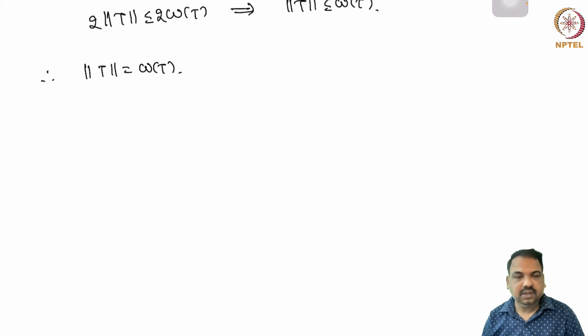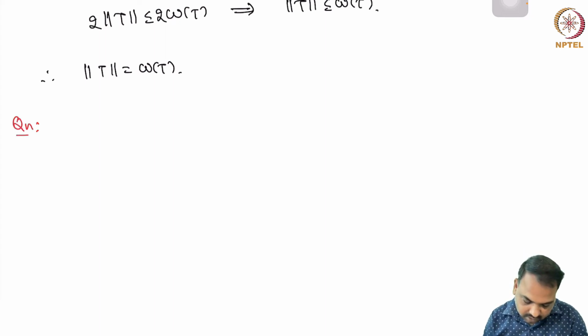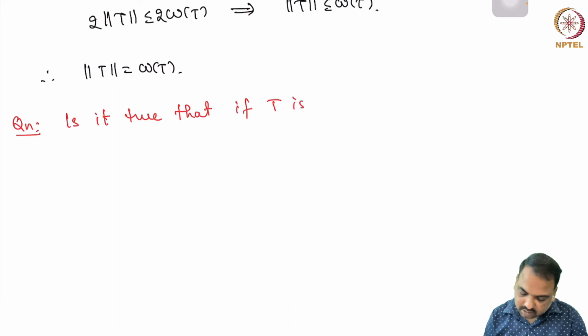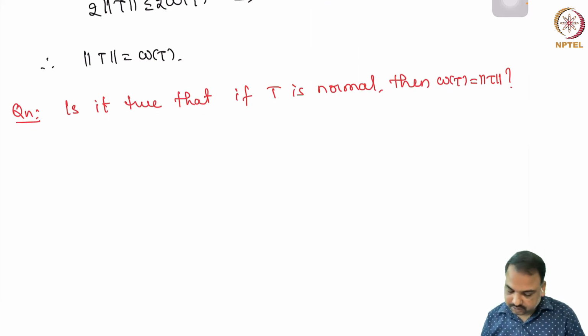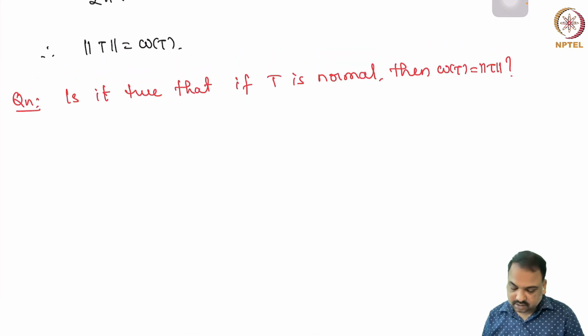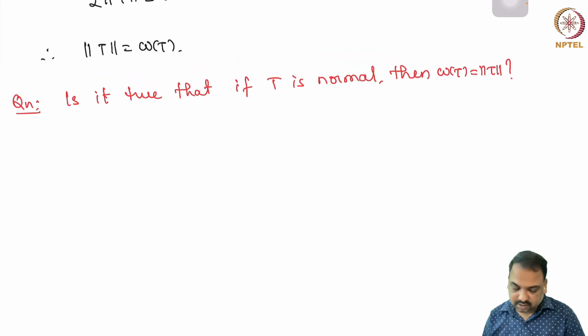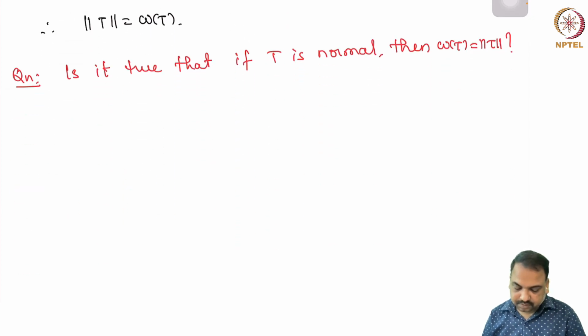For example, every self-adjoint operator is normal. Can we say that the same is true for normal operators also? Question: is it true that if T is normal, then omega T and norm T are the same? Okay, so we will be looking at this at a later stage. In fact, the answer is positive in this case also.